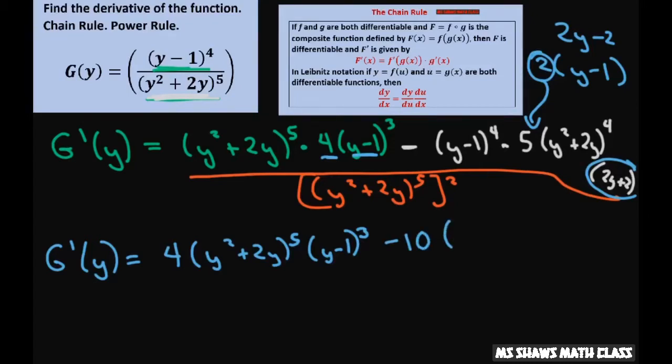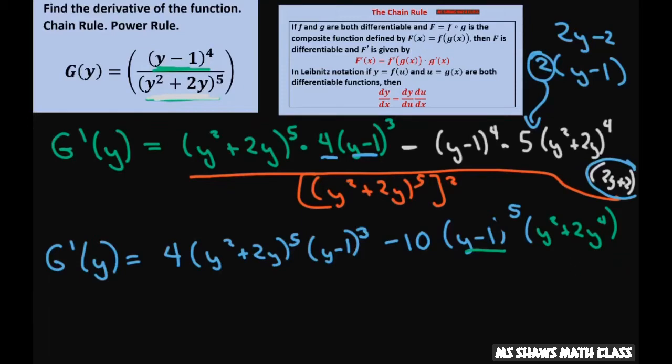And then copy the rest down. (y minus 1) to the fourth times 2, let's see. I already got the 5, so this would be (y squared plus 2y) to the fourth times (y minus 1) to the first power. So what that's going to end up being is, since we have 2 of these, when you multiply this, it's going to end up being to the fifth power. So I'm going to change this to the fifth and cross this out, because when you multiply that, it'll be to the fifth.